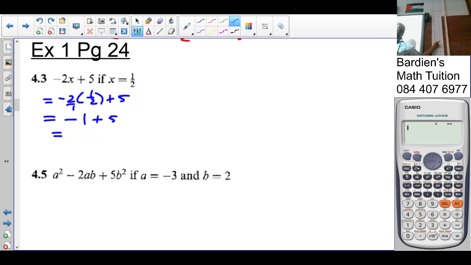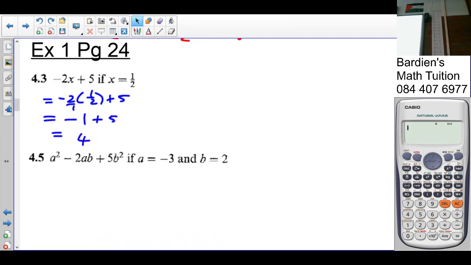Work closely with your number line. You got negative 1 plus 5. So do we go up or down? Up. So how much must we go up by? 5. It's 1, 2, 3, 4, 5. So the answer is 4. Okay. Remember in the exam, you can draw a number line easily. Not so? Yes. So do it.